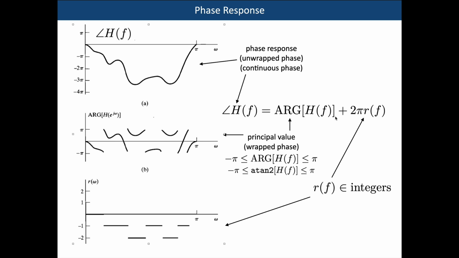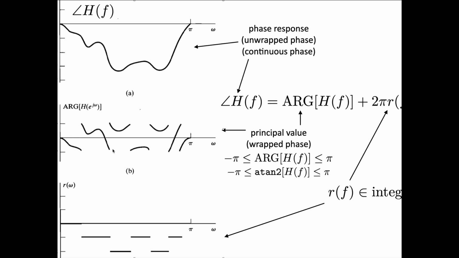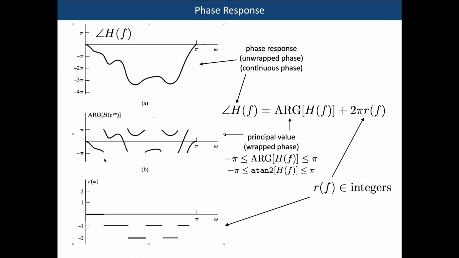So we're going to define this function called capital arg, which is the principal value. Sometimes I'll refer to that as the wrapped phase. This is what you calculate on a computer. And then the difference between that and the actual continuous phase is this 2 pi times an integer factor. Well, that integer factor is shown down here for the phase response in this example. And there's a process that we can perform on a computer called phase unwrapping, where we detect, as we increase in frequency, jumps in the phase response.